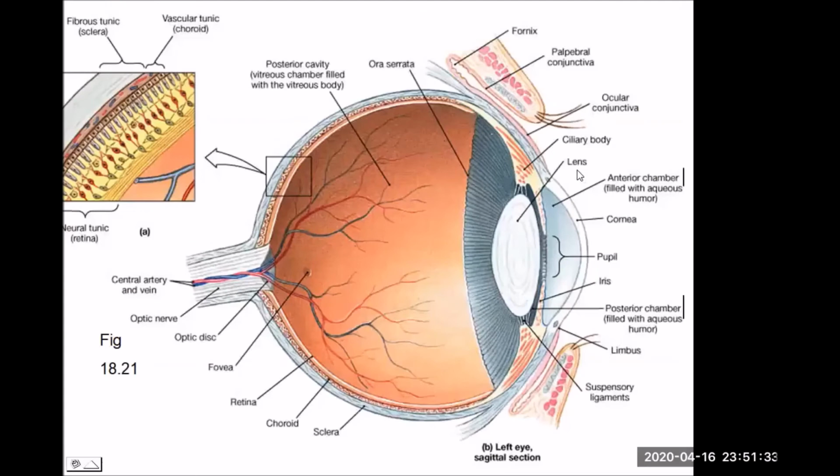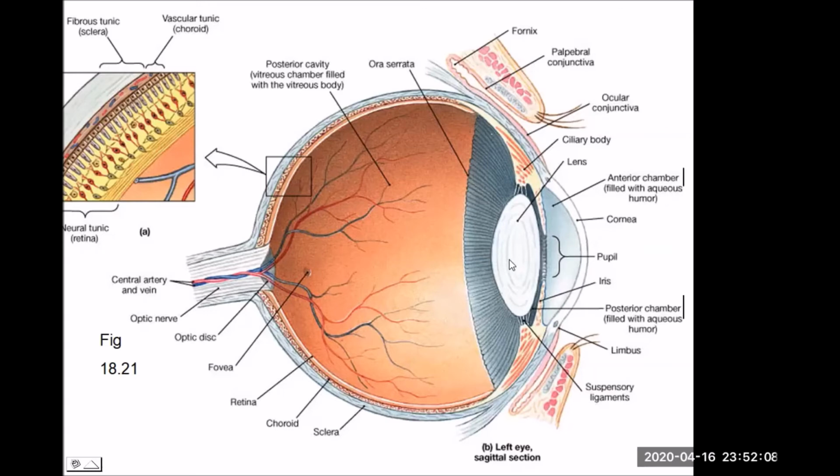We see here the lens of the eye. All of the space anterior to the lens is filled with aqueous humor. So truly between the cornea and the lens, all of that space is called anterior cavity. And the entire anterior cavity, made of these two different chambers together, is filled with aqueous humor.